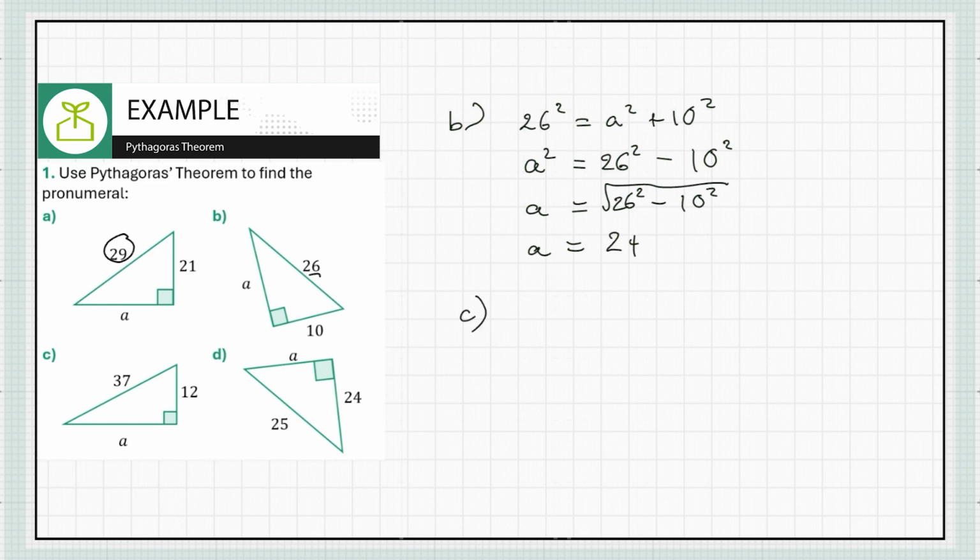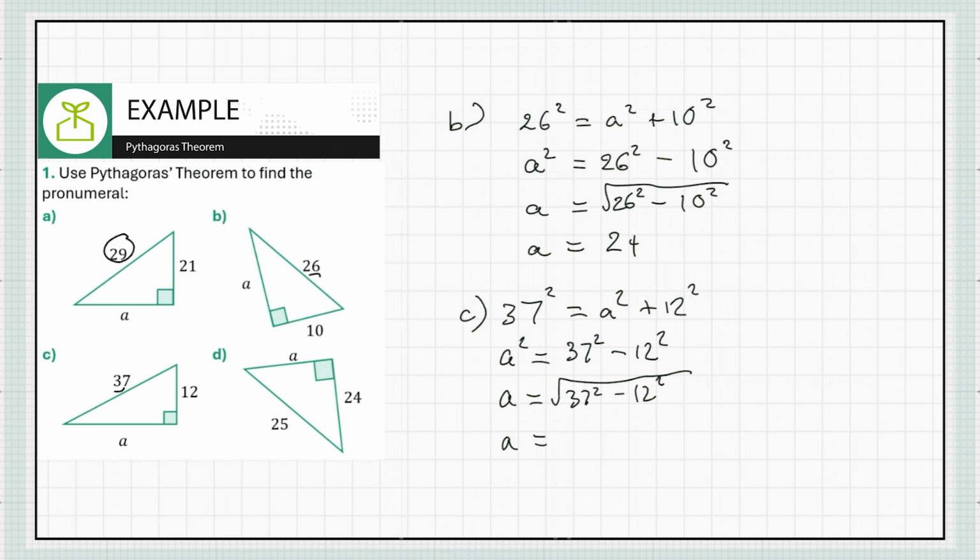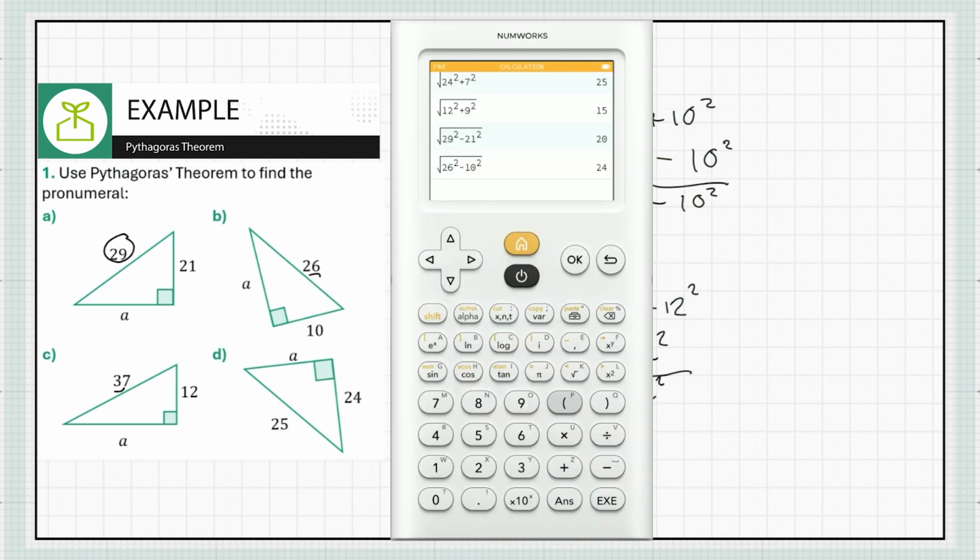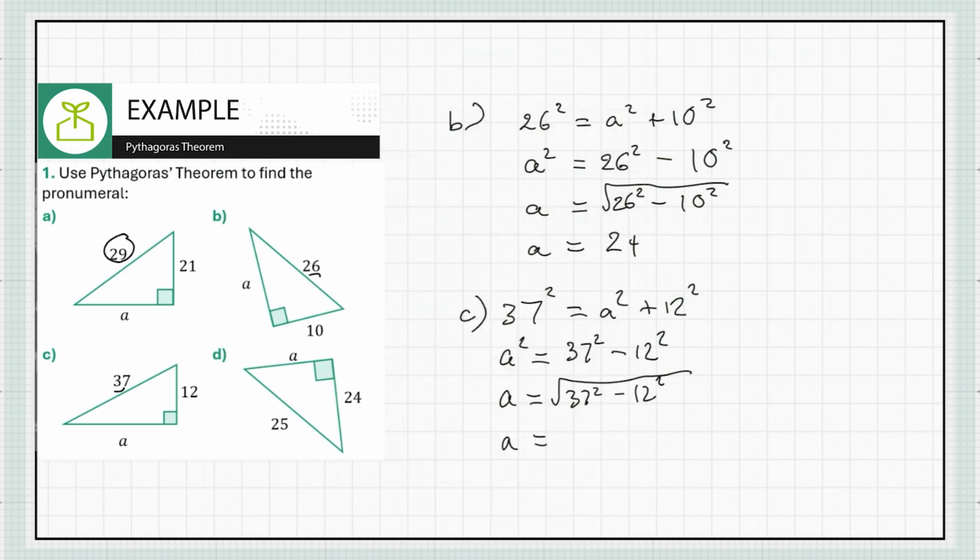If I look at C, I know that my hypotenuse is 37. So 37 squared is equal to a squared plus 12 squared. That means that a squared is going to be equal to our hypotenuse, 37 squared, minus our remaining side squared, which means a is going to be equal to the square root of 37 squared minus 12 squared. So a is equal to the square root of 37 squared minus 12 squared. 35.